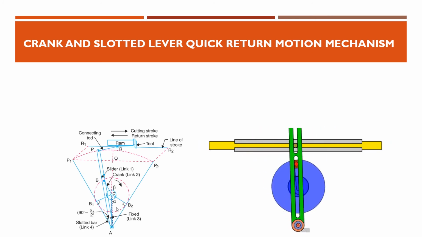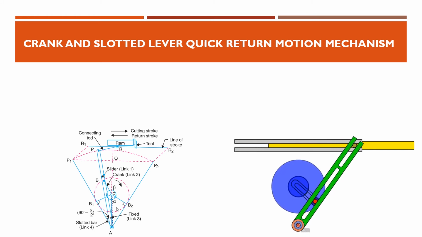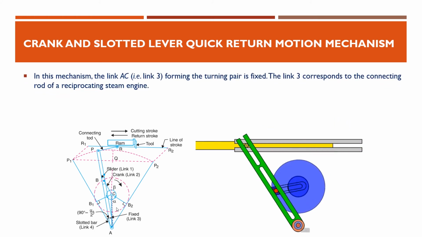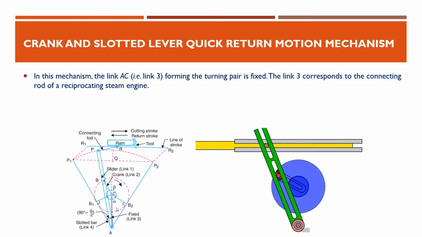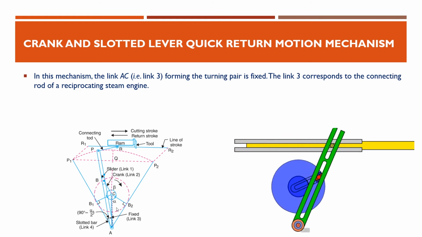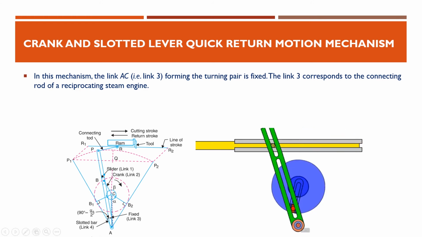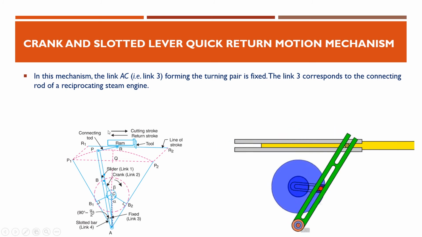So, this is another figure for the quick return mechanism. In this mechanism, the link AC, that is the connecting rod, is fixed. See this one, AC, this is the connecting rod, this is the fixed portion.